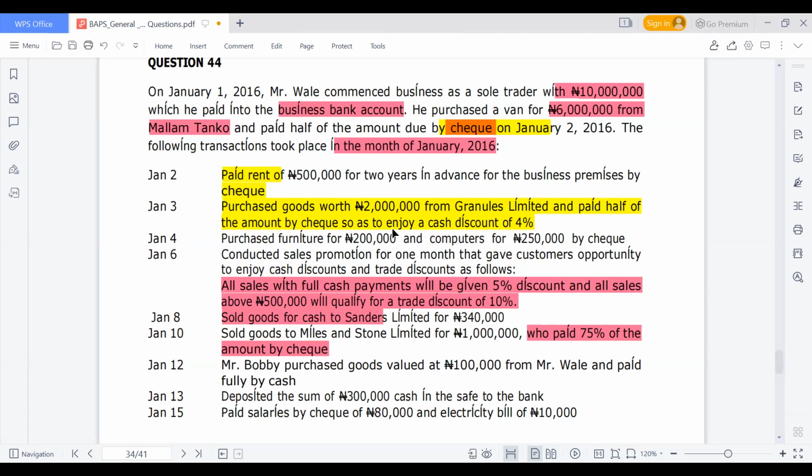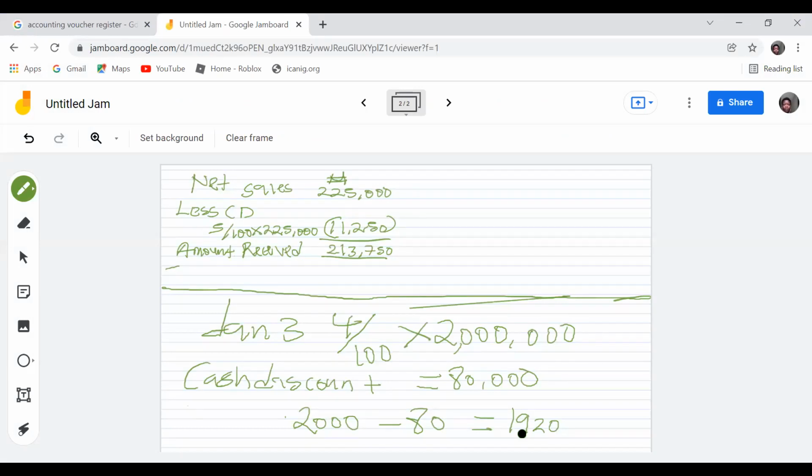Purchase goods worth 2 million from Granules and paid half of the amount by check so as to enjoy a discount of 4%. So the original amount that you're paying is 1.92 million, and you paid half of it. If you divide this by 2, how much are we going to have? 1,920 divided by 2 will give you 960. So what we are going to record now is 960.